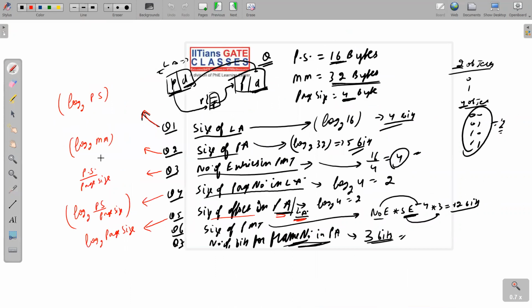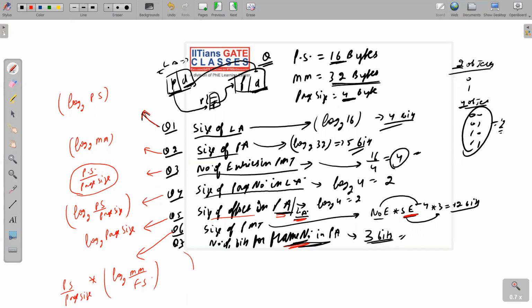Okay, next, size of page map table: number of entries into size of each entry. So how will you find the number of entries? Number of entries is process size divided by page size, multiplied by size of each entry. What is the size of each entry? That is nothing but the number of bits for frame number in physical address. So how will you get it? Log base 2 of main memory size divided by frame size. You just multiply them, and you will get the answer.